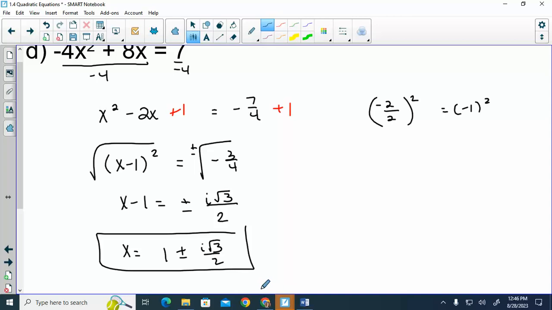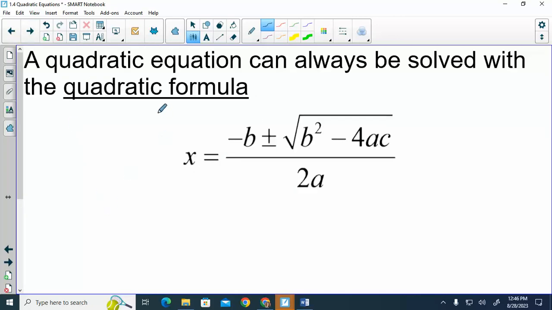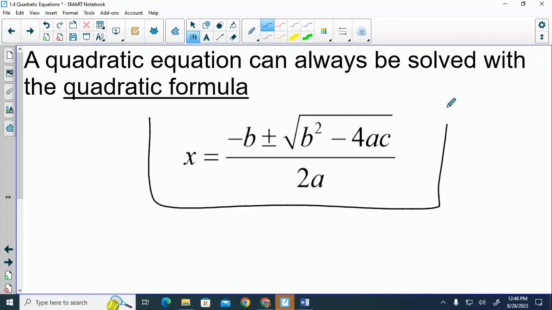What is the other option that will work to solve any quadratic equation I might give you? Quadratic formula. Okay, so quadratic formula. x equals opposite of b plus or minus the square root of b squared minus 4ac all over 2a.